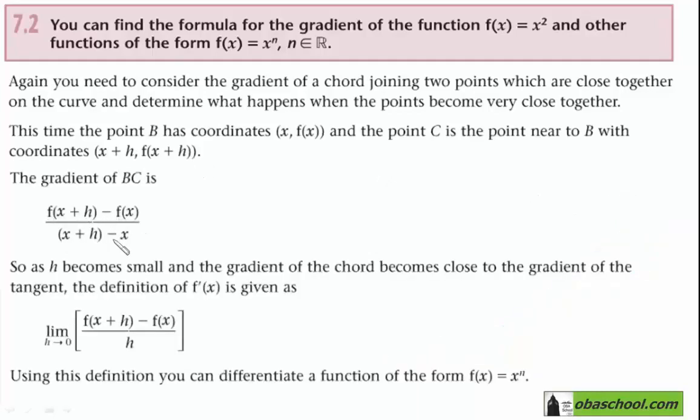To find the gradient, it's the difference of y divided by the difference of x. So as h becomes small, the gradient of the chord becomes close to the gradient of the tangent. The definition of f prime of x is given as lim, the limit as h tends to 0. Lim is the expression that means limit. The limit is what we get when we say that h approaches 0. Then this is going to be the formula.